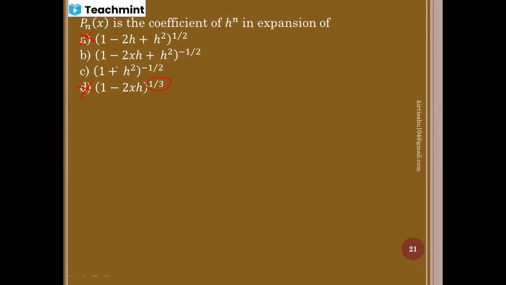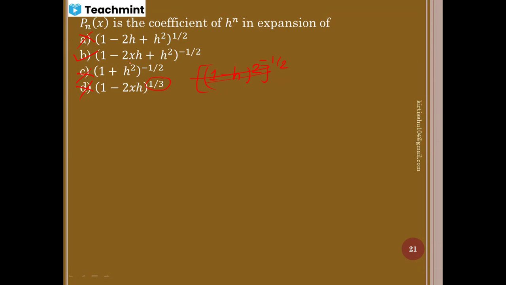Now you have to choose from these two, whether both of them or only one. Here 1 plus h square is not possible. If I write it as 1 minus h to the power 2 and then minus half, then that would be correct, provided the value of x is 1. So this is also not possible. So the only option left is option number B.